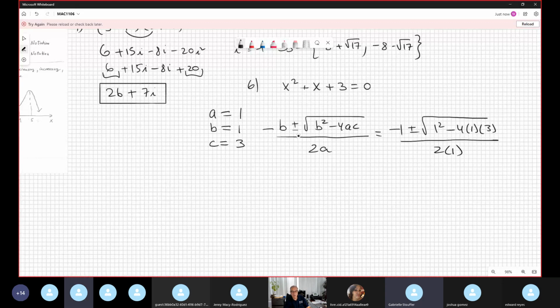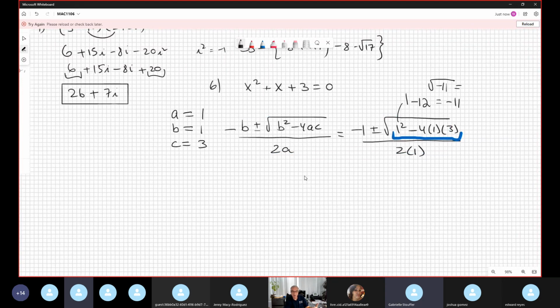Remember, always order of operations. The operation inside the radical is the first thing you should do. 1 squared is 1, minus 12, negative 11. And the square root of negative 11. What is the reason I compute inside first? Because the formula has a square root. So you compute the expression inside the square root, and after you apply the square root. And this is imaginary because I know very well the square root of a negative number involves i.